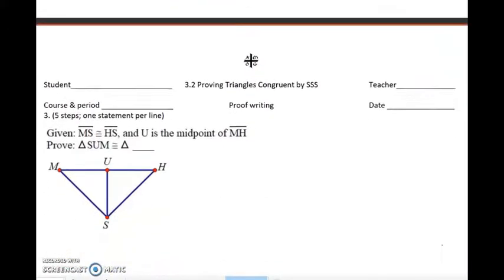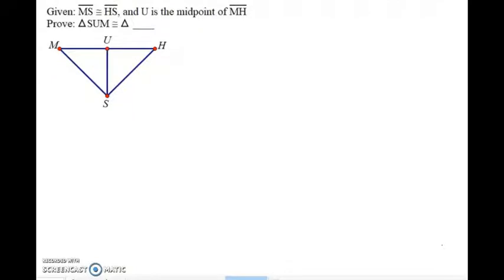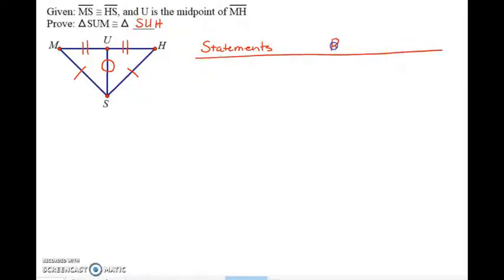Moving on to our next proof, our next example, we are given MS is congruent to HS. U is the midpoint. A midpoint divides a segment into two congruent segments. And then I can use this as reflexive. So S to U to M is going to be congruent to S to U to H. So now I'm going to begin with statements. Reasons.